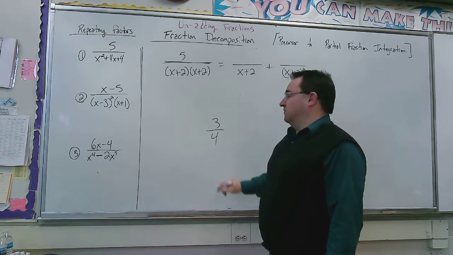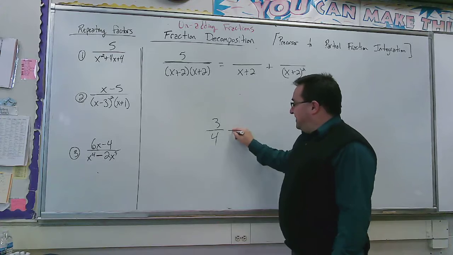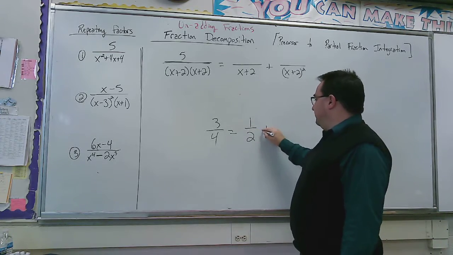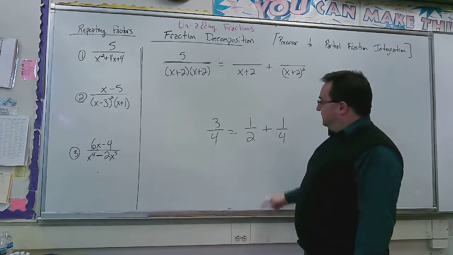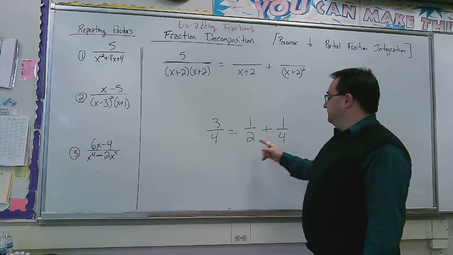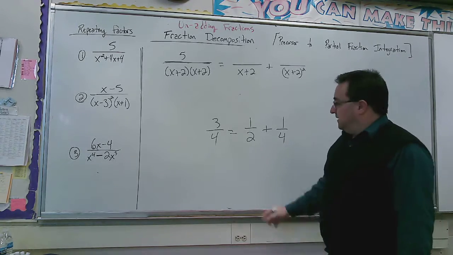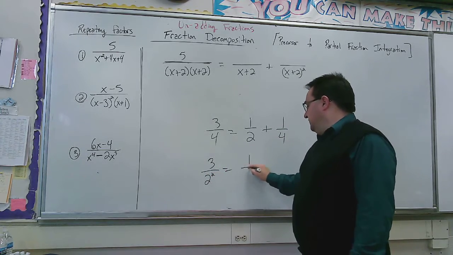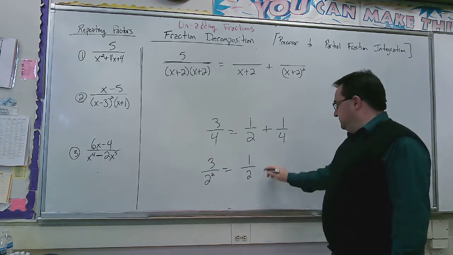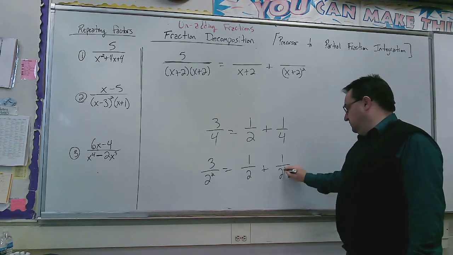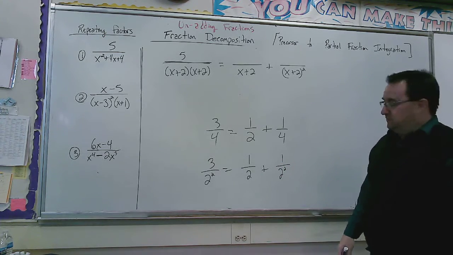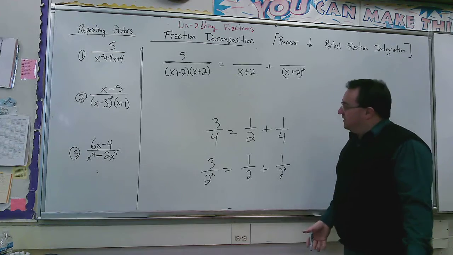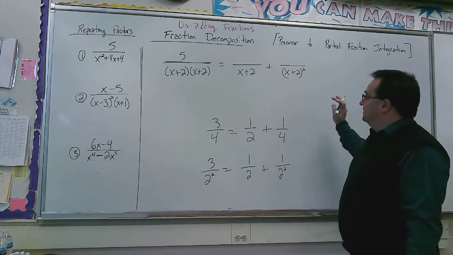Suppose you have 3/4. That is equal to 1/2 plus 1/4, right? Because this will be 2/4 plus 1/4 is 3/4. Now, look at that. That's 3 over 2 squared equals 1 over one of those 2's plus 1 over both of those 2's. So that is how these can play out. And that's why we got to set them up like this.